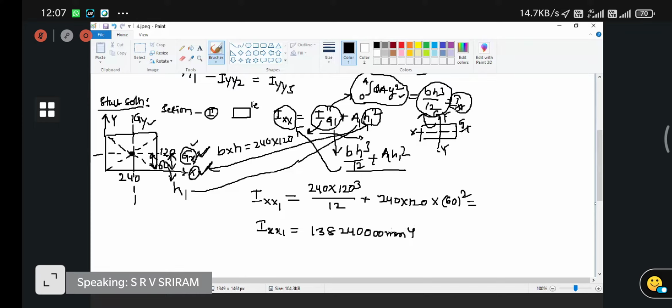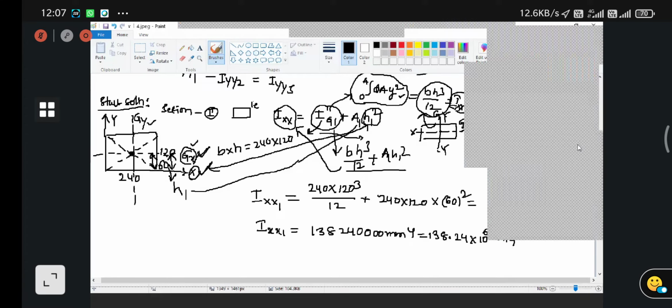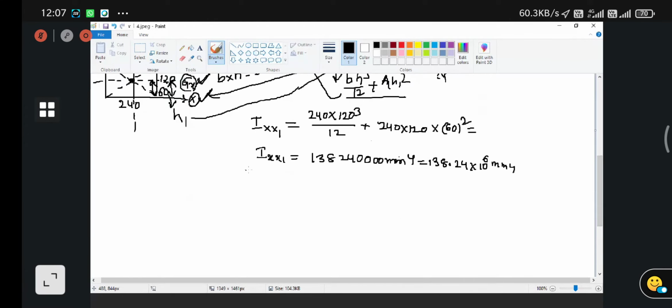Or otherwise you can simply write it as 138.24 into 10⁶ mm⁴. No problem, I have simply converted into decimals. Now this is the base moment of inertia about the x axis for the first section. But the next section, the second section, I have assumed as a quarter circle.